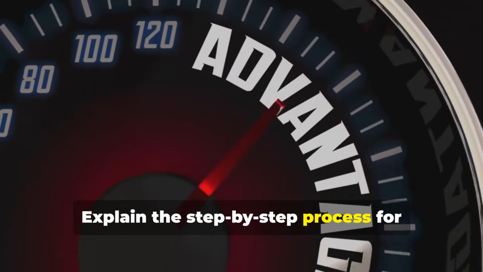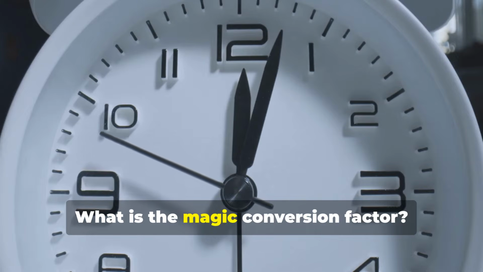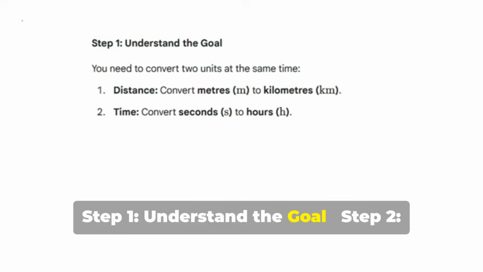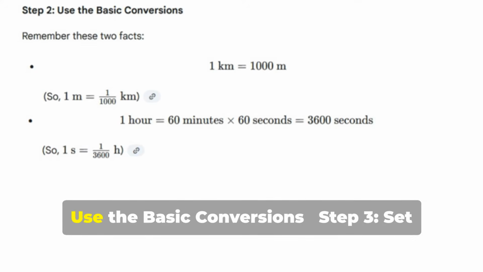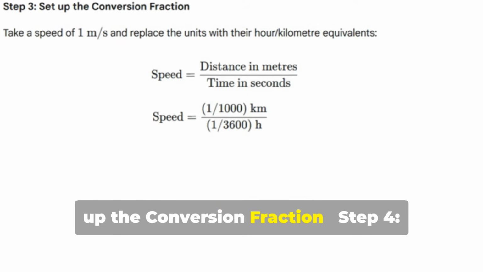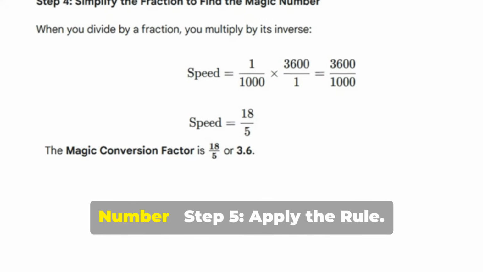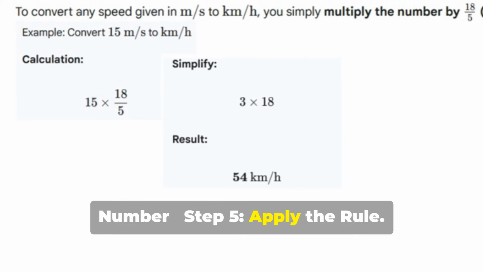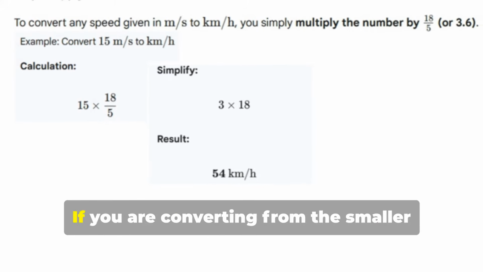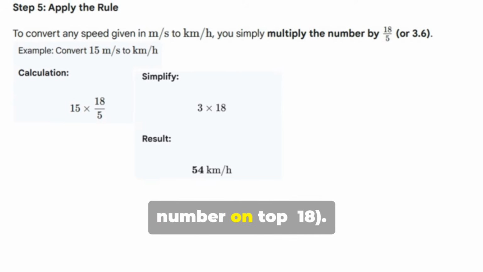Explain the step-by-step process for converting a speed given in meters per second into kilometers per hour. What is the magic conversion factor? Step 1. Understand the goal. Step 2. Use the basic conversions. Step 3. Set up the conversion fraction. Step 4. Simplify the fraction to find the magic number. Step 5. Apply the rule. Tip for exams: always remember the fraction. If you are converting from the smaller unit to the larger unit, you use the fraction with the larger number on top, 18.